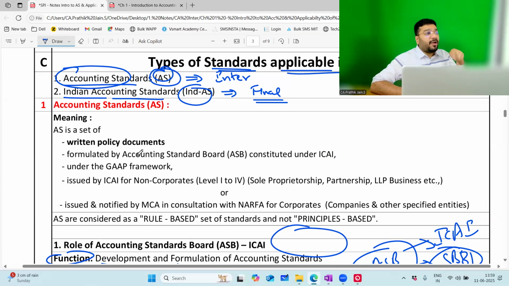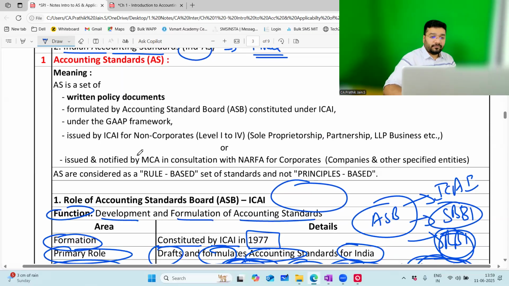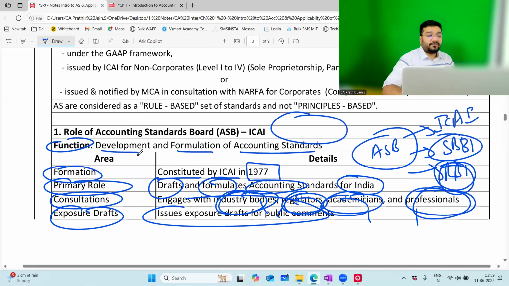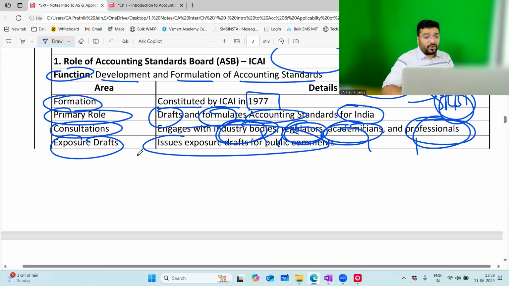So now, from 1/4/21 onwards, whichever company is preparing the financial statement in accordance with accounting standard, that AS can be notified where? Or that notified AS, where can I go and see? Companies Accounting Standard Rule 2021. NAFRA was formed in which year? Sorry, not NAFRA. ASB was formed in which year? 1977. Okay.